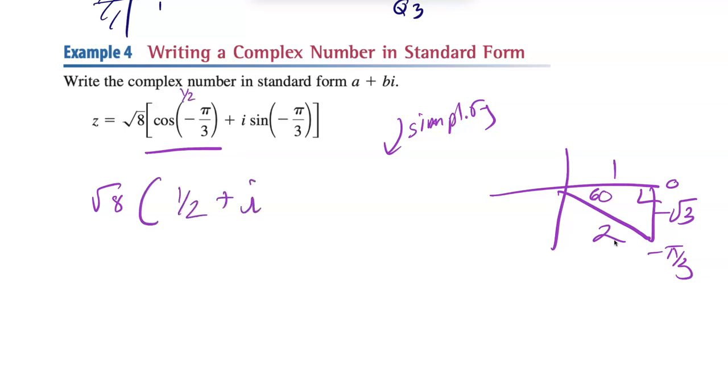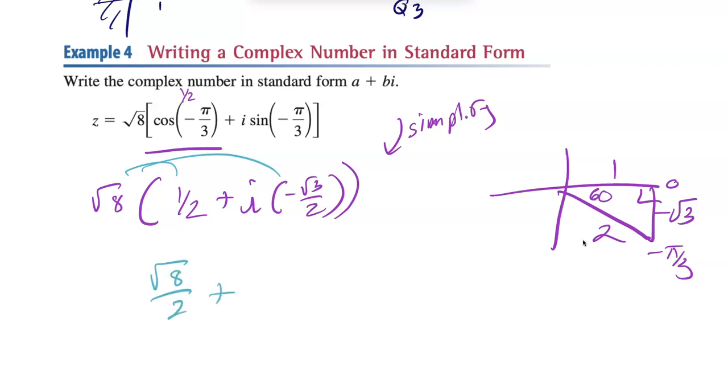Plus i sine of negative pi over 3, same picture. Sine of negative pi over 3 is going to be negative radical 3 over 2. And then we distribute the square root of 8. It goes into everything. So I get square root of 8 over 2 plus negative square root of 24 over 2 i. There we go.